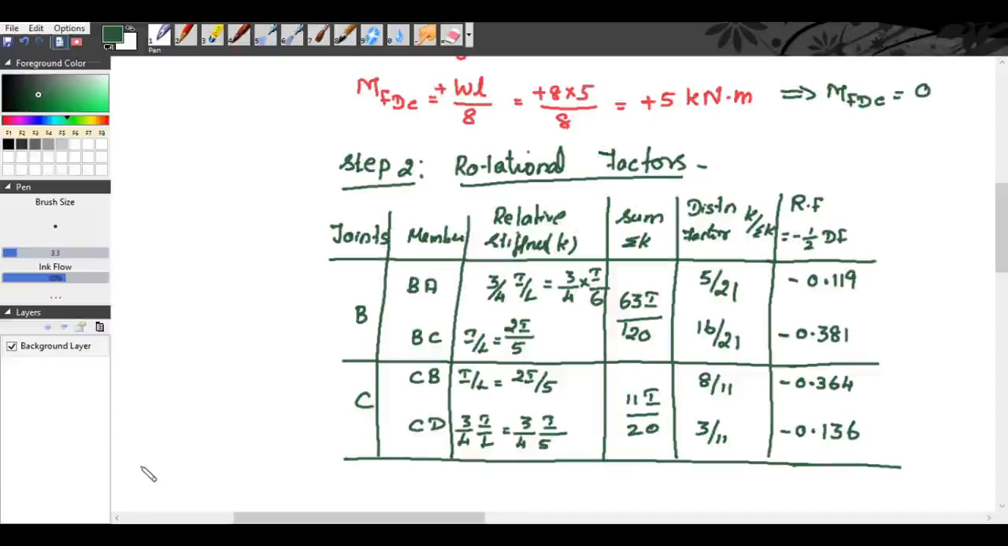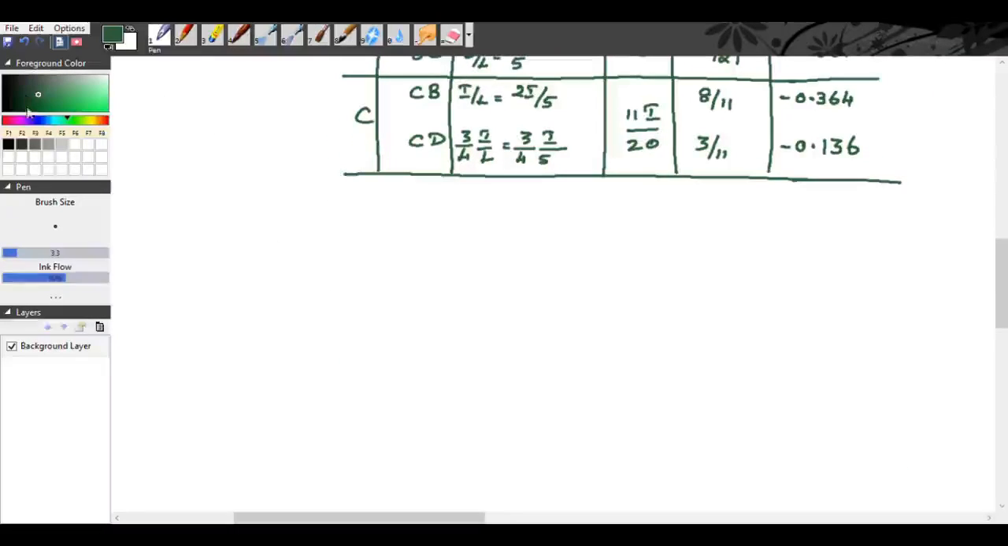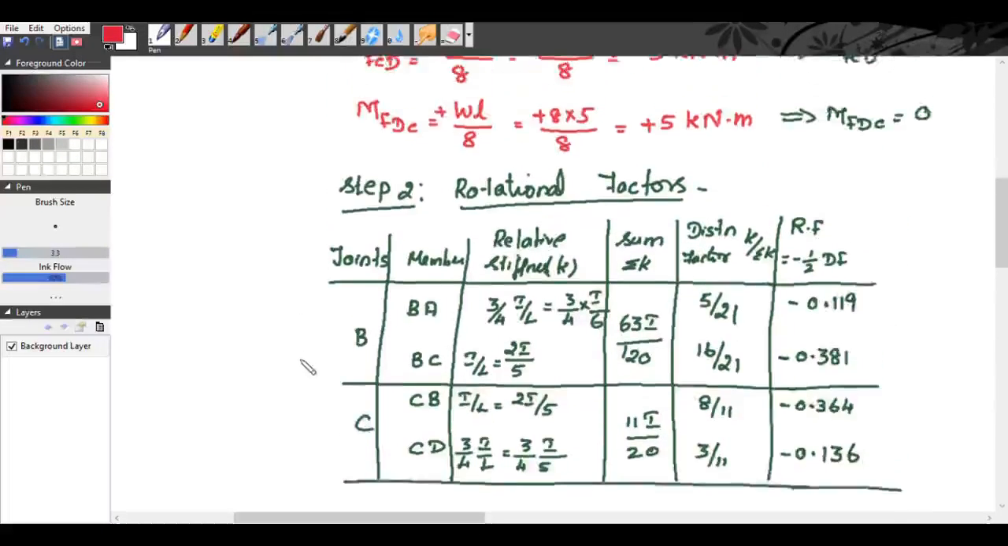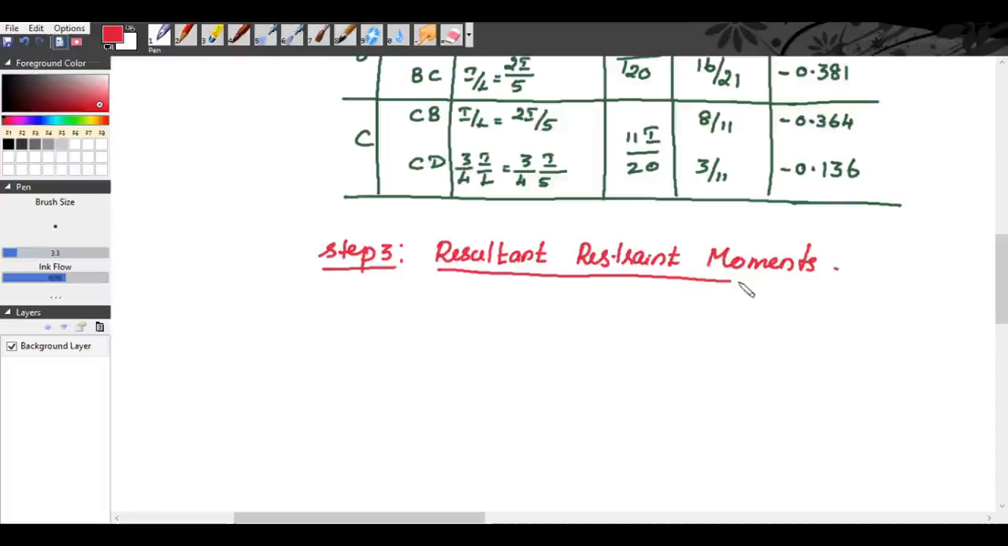Now step 3, we will find the resultant restrained moments. So we know the resultant restrained moments is the summation of the moments of all the members joining, meeting at a joint.